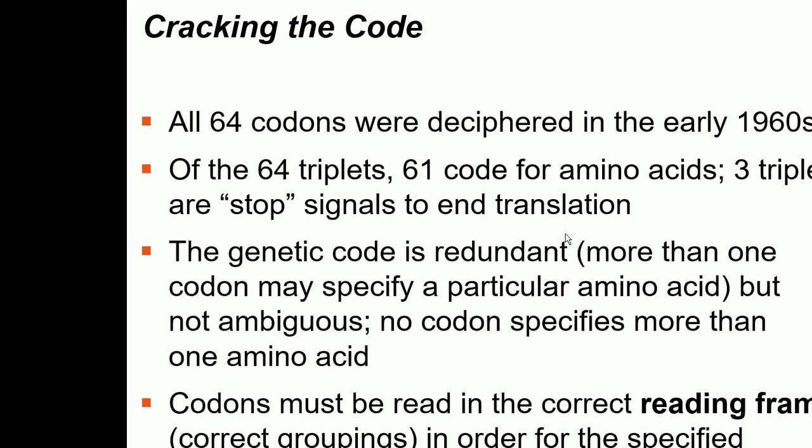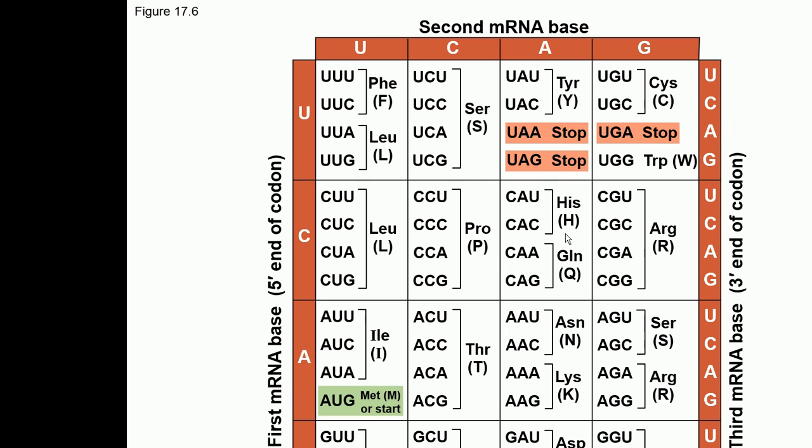Okay, so this is the genetic code. You can see there are 64 codons. UUU is 3 ribonucleotides, and 3 ribonucleotides make one codon, so this is also called a triplet code. UUU codes for phenylalanine, UUC also codes for phenylalanine. UUA codes for leucine, UUG also codes for leucine. CUU and CUC also code for leucine.